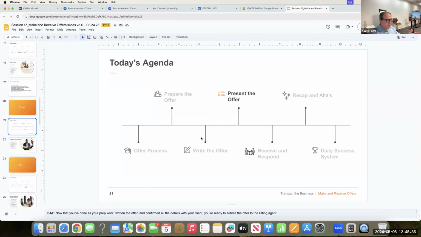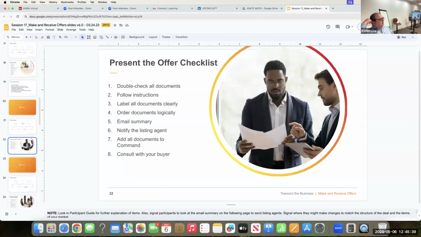Okay, no problem. Presenting the offer. Okay, so now we got our offer signed. Sent it through DocuSign, it's been signed. We have our pre-approval letter and we have proof of funds. What is proof of funds? It's a bank statement with a balance, the buyer's name and the current date. That's what I want to see. It has to be current because money can move like that. So it has to be current, it has to show a balance and have my buyer's name.